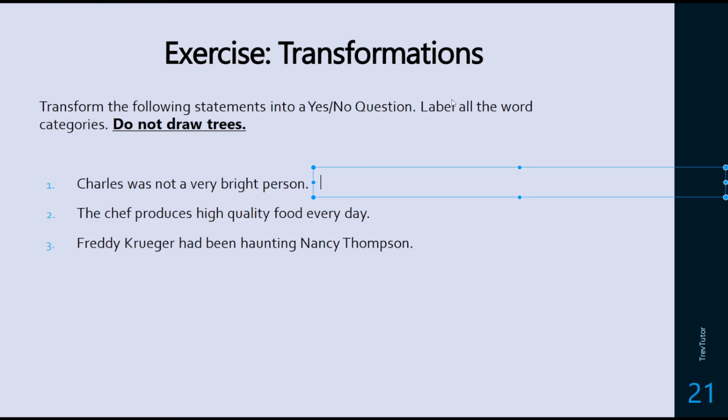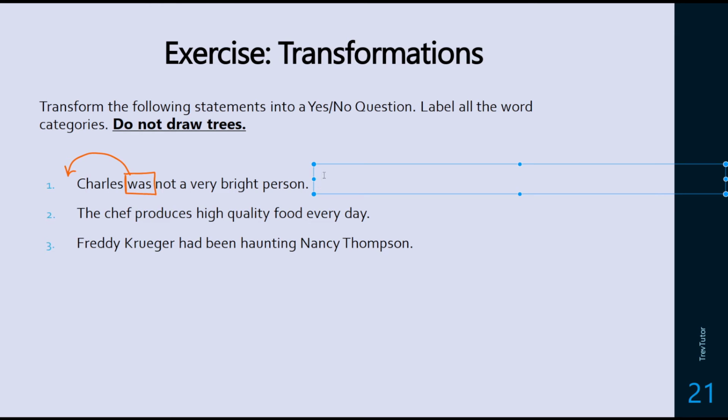So Charles was not a very bright person. Let's just talk theoretically about what we need to do. Was not a very bright person. So we're going to take this element. We're going to move it to the front. This might be a little bit different because it's was not, is not. It's be and then a negation. But this can still work the same way. We have a chain with the main verb, so we're going to take the same thing and put it out front. So what we're going to get as a sentence is, was Charles not a very bright person?